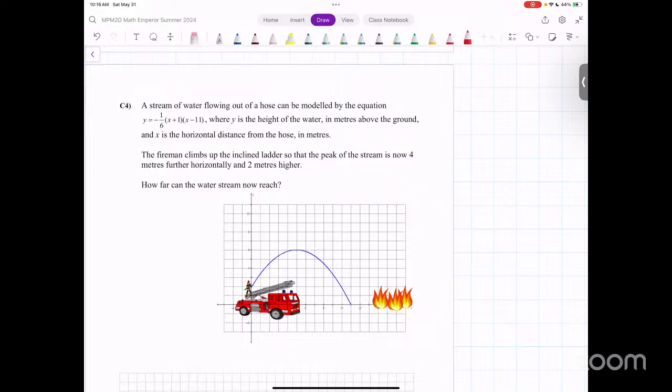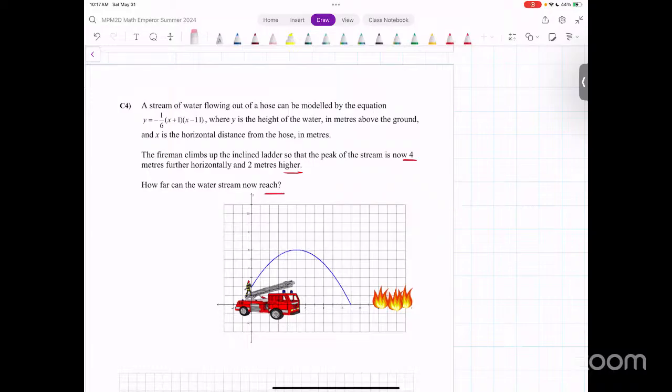All right, guys. So this is a super interesting question. I'm not sure if you guys got that right. So let's see what's happening here. The question is asking: a stream of water flowing out of the hose can be modeled by the equation. That means from the ground, this is the model they provide, not from the fire hose, where y is the height of the water in meters above the ground and x is the horizontal distance. A fireman climbed up the inclined ladder, so the peak of the stream is now 4 meters further horizontally and 2 meters higher. How far can the water stream now reach?